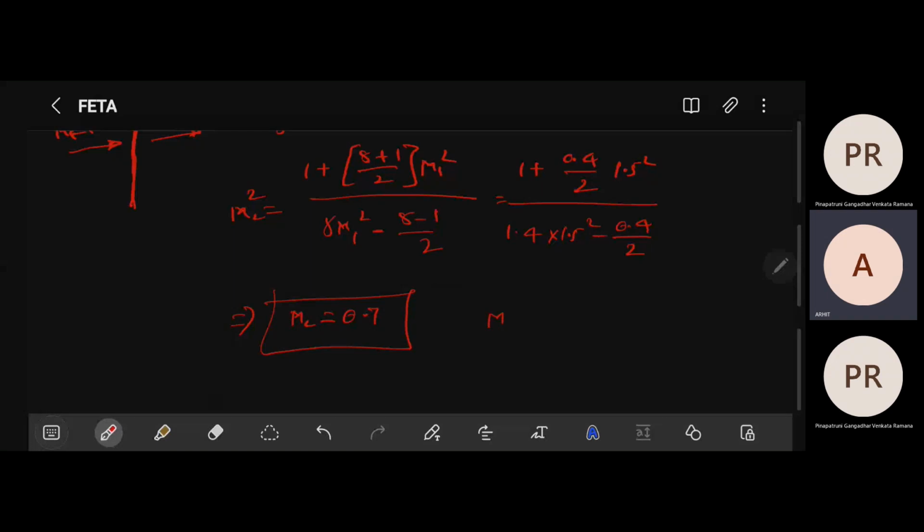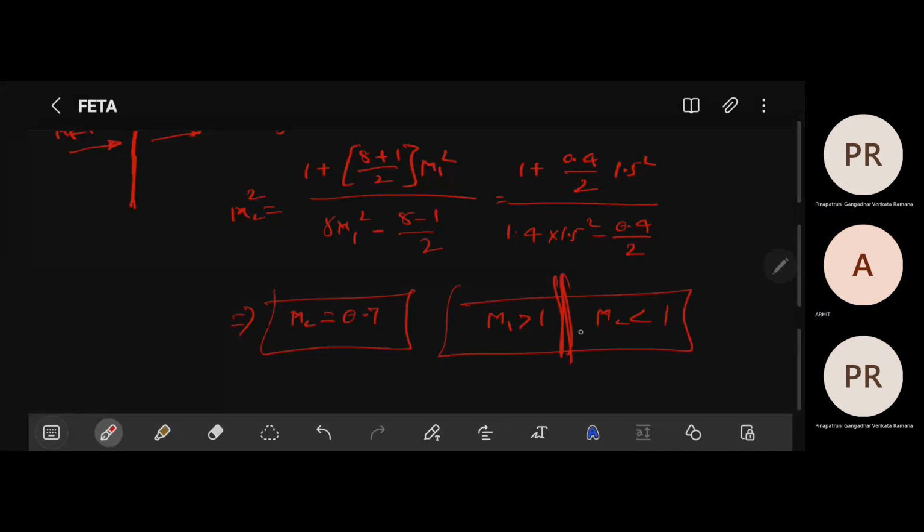See that M1 is greater than 1 and M2 is less than 1. This is what the normal shock wave does. You have supersonic flow at the upstream and it makes it subsonic flow downstream.